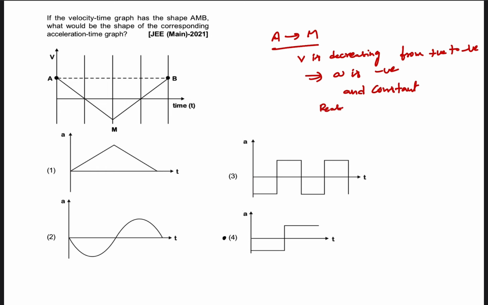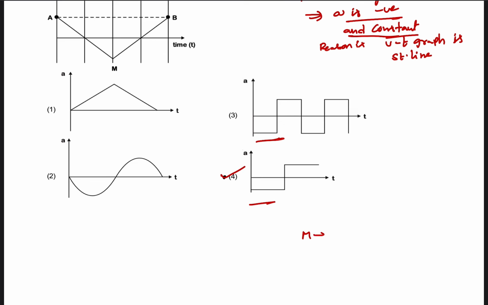You have to see A is negative and constant. Why am I writing A is negative and constant? Reason is the VT graph is a straight line. That's why A is negative and constant. Which is there in option 3 and option 4 also. From A to M you have to write now. A to M it is negative only. Understand that? So A to M negative, only one option is there.